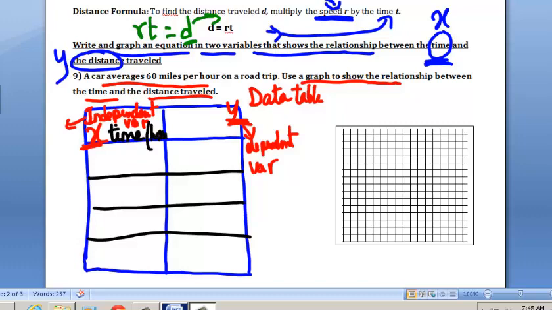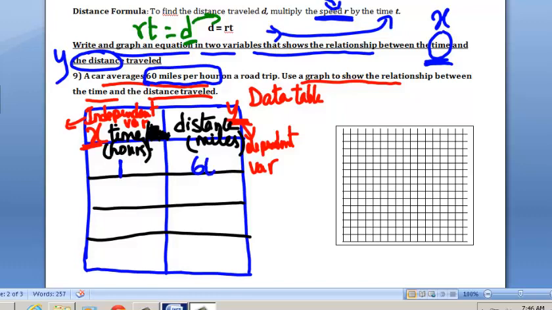Let me write it here. Time in hours, and then this is the distance, and this will be in miles. And how do I get this? I get it from the fact that it's 60 miles per hour, that's where I get these two units. Okay, so for 1 hour I go 60 miles. For 2 hours, 120. For 3, 180. And for 4, 240 miles.